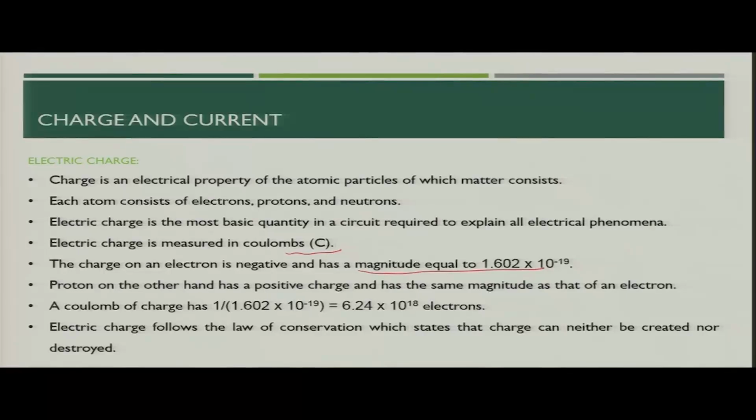Now, if you are asked to find out how many electrons would be there in 1 coulomb of charge, you will simply divide 1 by 1.602 times 10 to the power minus 19, and you will get the number of electrons in 1 coulomb of charge. So, the output would be 6.24 times 10 to the power 18 electrons. Now, electric charge follows the law of conservation, which states that charge can neither be created nor destroyed.